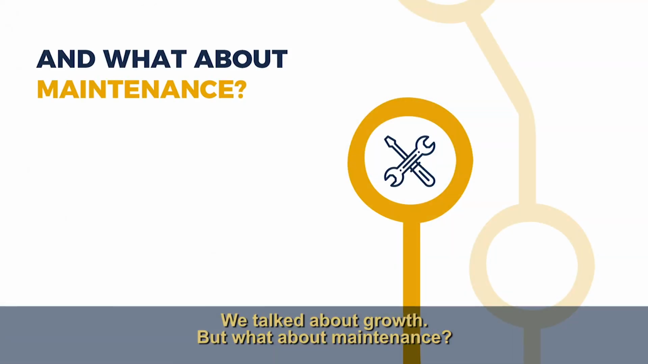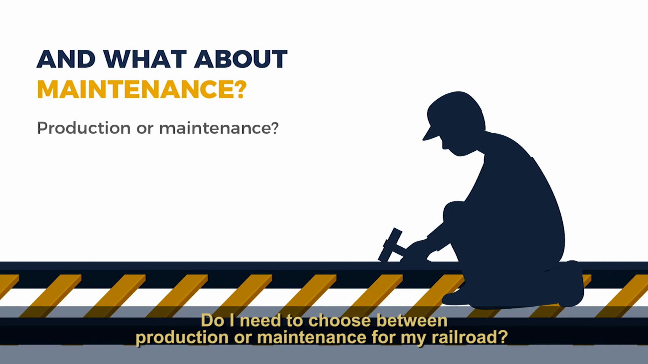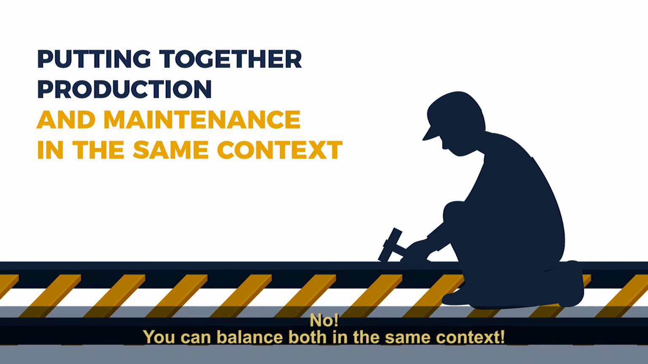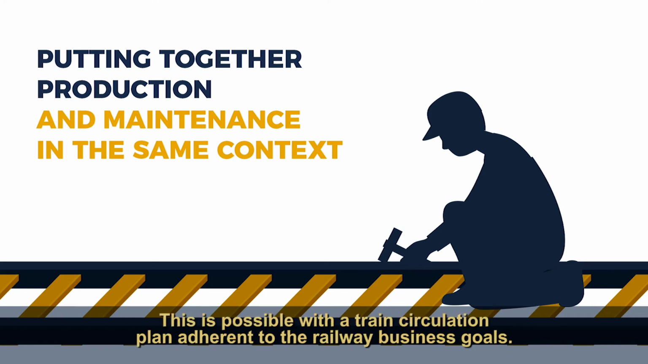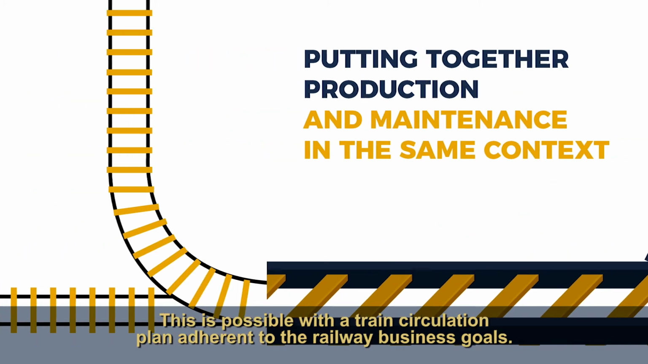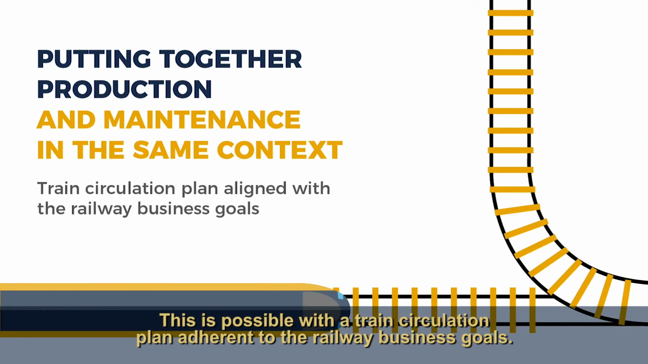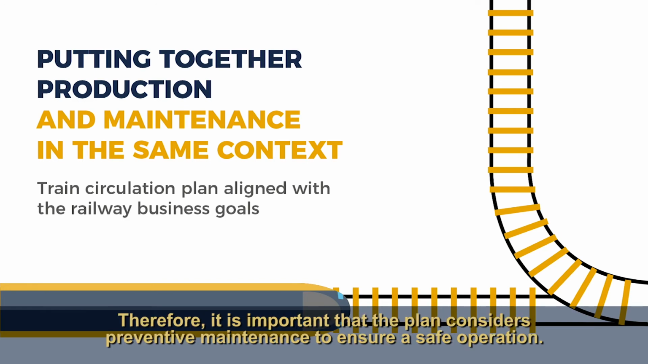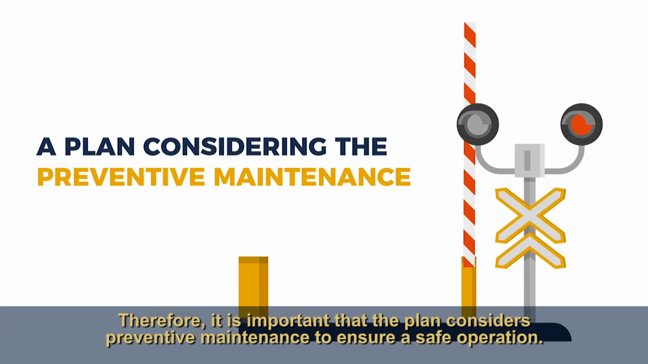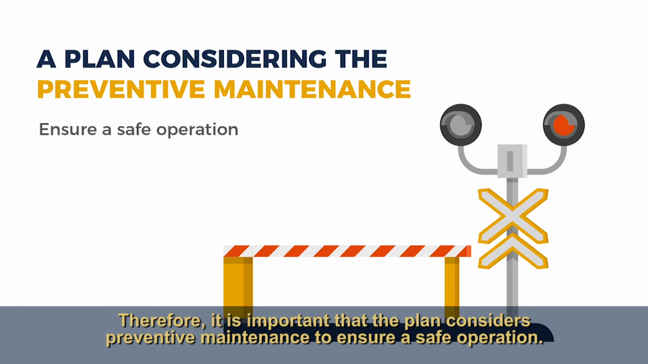We talked about growth, but what about maintenance? Do I need to choose between production or maintenance for my railroad? No, you can balance both in the same context. This is possible with a train circulation plan adherent to the railway business goals. Therefore, it's important that the plan considers preventive maintenance to ensure a safe operation.